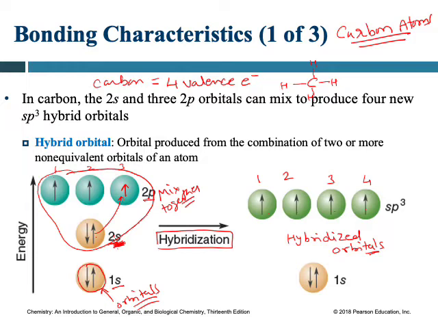So how many bonds does this carbon normally form? Each hybridized orbital can take 1 extra electron to get a pair of electrons. And how are they going to get this extra electron? From other atoms, right? Like hydrogen, most probably hydrogen, right?